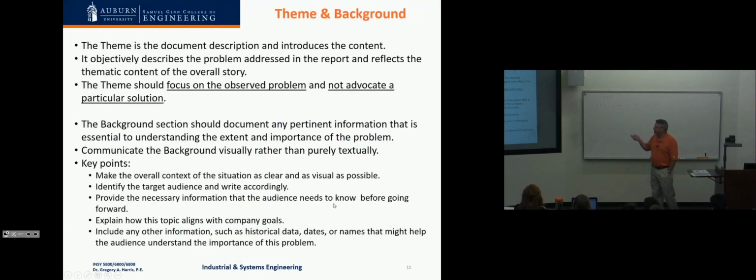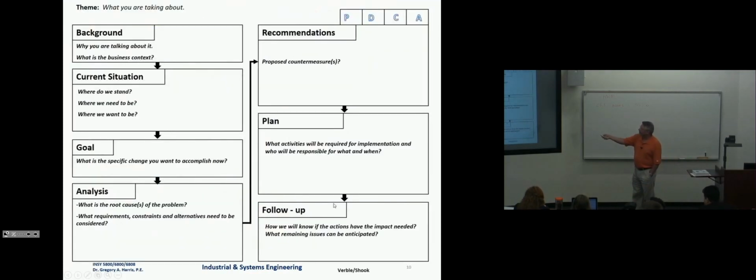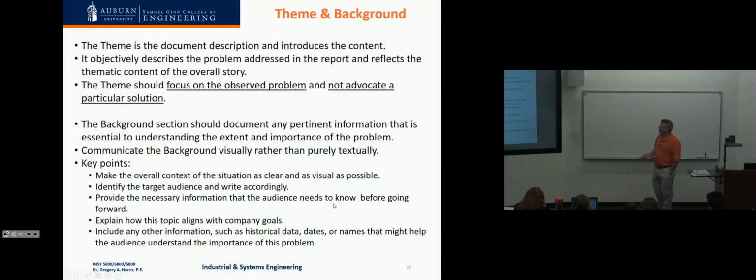So let's talk about each of the pieces. Up at the top, there's a theme, and it's really asking, what are you actually talking about? This describes what the problem is. It's typically one statement, and you want that one statement to be very descriptive of what you're trying to accomplish. You need to be objective when you describe it, and it should focus on observed problems, not advocating any particular solution. So you don't want to say implementation of a single-minute exchange of die at press 3. That may not be what the problem is at press 3. Let's describe what the problem is at press 3. It could be too much downtime at press 3. It could be a total productive maintenance issue. It could be an OEE issue. It could be a changeover issue. It could be a lot of those things, right?